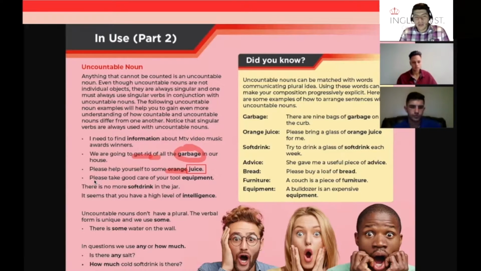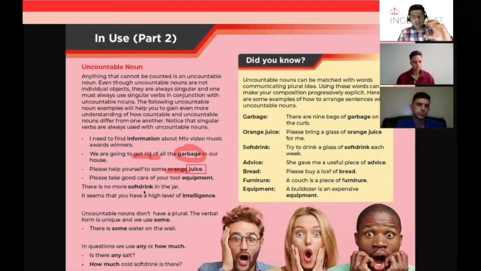Again, the same, equipment is an uncountable word. Next example. There is no more soft drink in the jar. Soft drink. Do you understand soft drink? Drink es beber y soft, no sé. Suave. Soft es una bebida suave. Como trago suave, ¿no? Se conoce mayormente a las bebidas sin alcohol, soft drinks. Y la mayoría de veces es para hablar de Coca-Cola, Pepsi, ese tipo de cosas. Porque son bebidas sin alcohol. Les llaman soft drink.